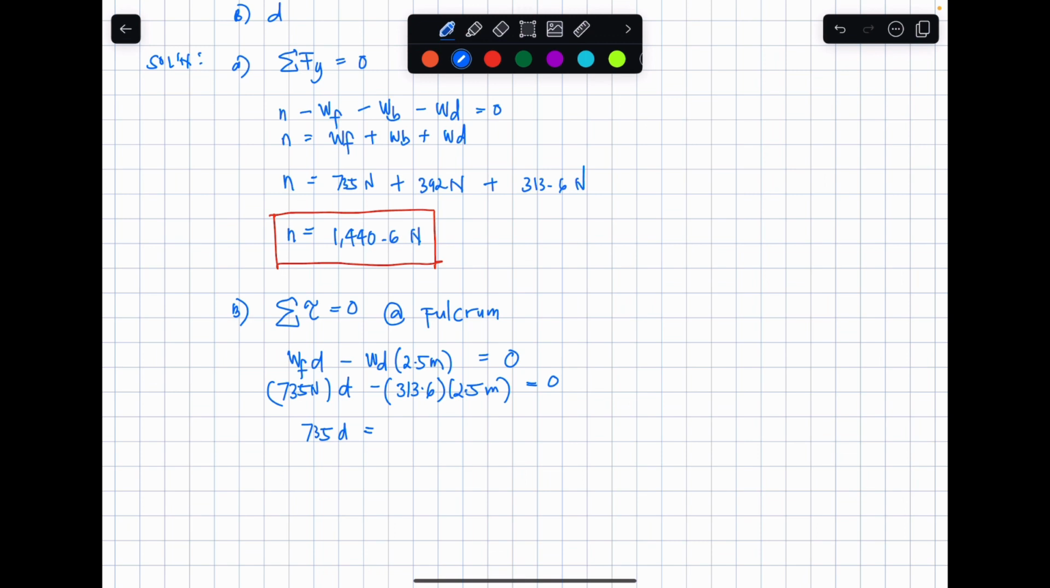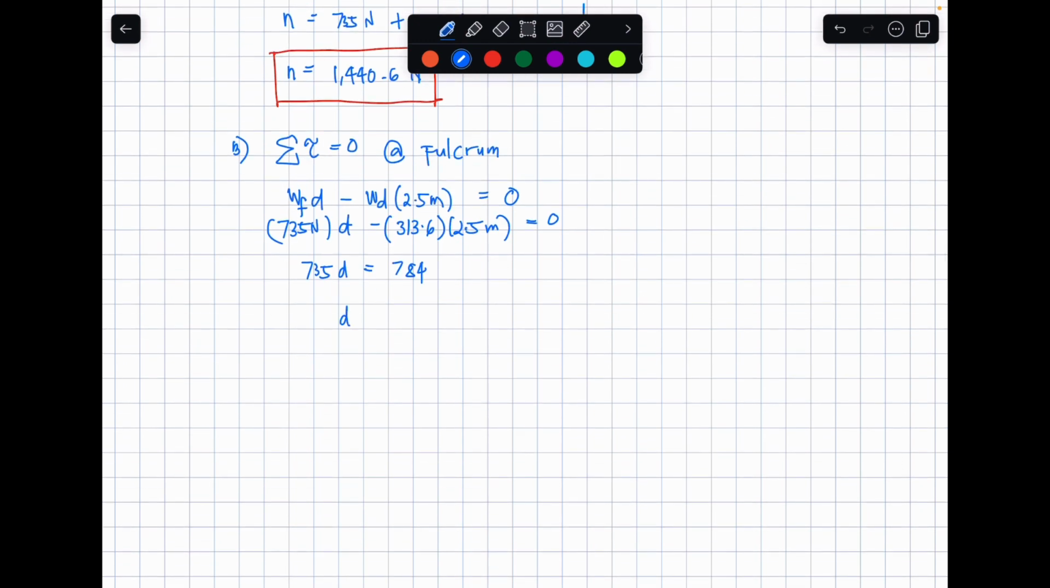So giving us 784, and that is in newton meters. So we transform it to the right side. The distance will be 784 all over 735. So therefore, the father should sit 784 divided by 735, which is 1.07 meters.